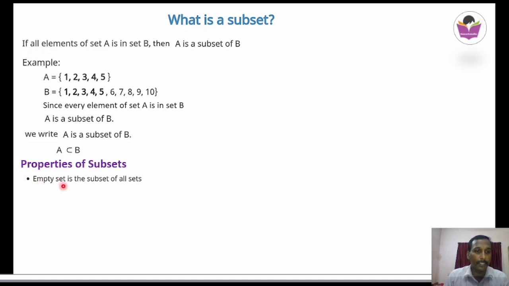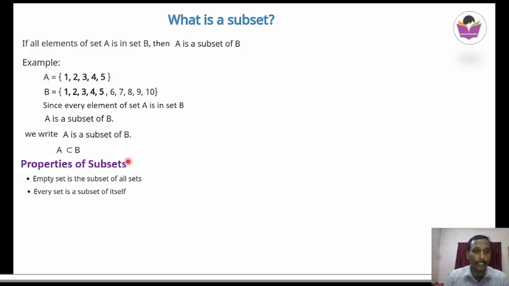The first one is the empty set is a subset of all sets. So if you are asked to write the subsets, we can include the empty set along with all the subsets. Means whenever you take a set, the empty set is a subset of that particular set. And every set is a subset of itself. So the same set itself you can consider as a subset. Here you can see A is equal to the set of 1, 2, 3, 4, 5. The same set you can write as a subset of A. So the subset is equal to the set of 1, 2, 3, 4, 5.